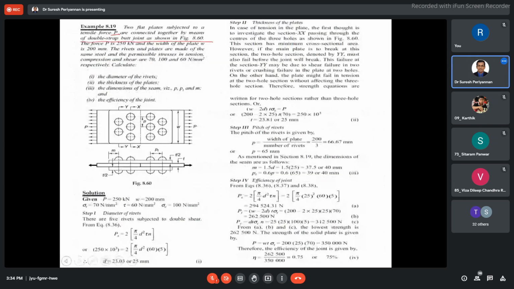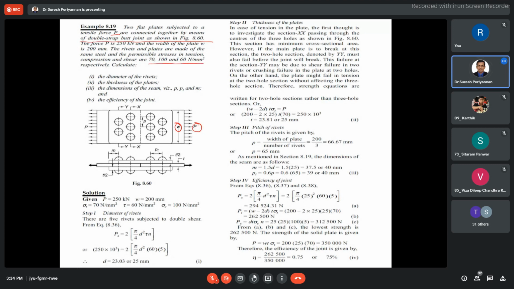Okay, double strap butt joint. The force is 250 kilonewton, and the width of the plate W is given as 200 mm. The rivets and plates are made of the same steel, and the permissible tension, compression and shear stresses are given as 70, 100 and 60 Newton per mm square respectively.